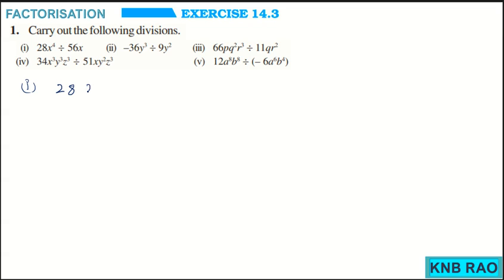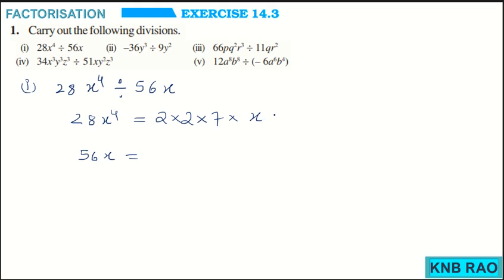28 x to the power 4 divided by 56 x. Generally, to divide a monomial by another monomial, we will write both dividend as well as divisor in its irreducible form of factors. That is, when I write 28 in its prime factorization, that is 2 into 14, 2 into 7, that means it becomes 2 into 2 into 7, whereas x to the power 4 is just nothing but x multiplied by itself for 4 times.